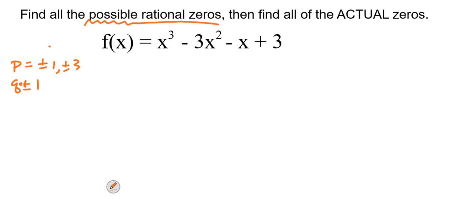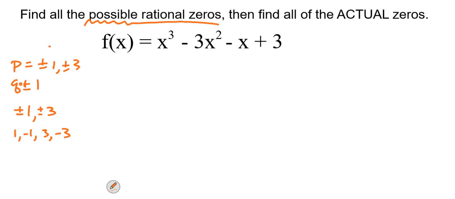All right, so when we put P over Q in all the different ways, we could do positive 1 over 1, which gives me 1, negative 1 over 1, which gives me negative 1, so plus or minus 1. Same thing, 3 over 1 would give me a positive 3, negative 3 over 1 would give me a negative 3, so we have plus or minus 3. We're hoping that either a 1, negative 1, 3, or a negative 3 is actually an x-intercept, a 0. So let's find out.